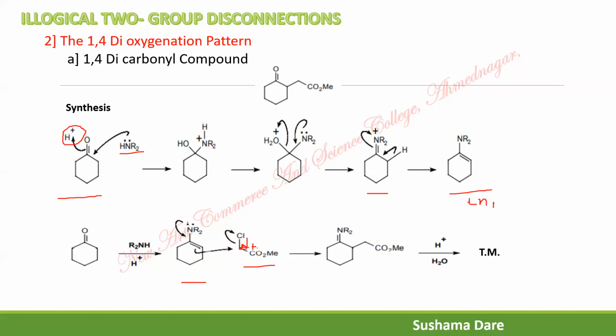Now this alpha beta unsaturated amine transfers its electron density to the alpha carbon and attacks the alpha carbon of the ester, and after this hydrolysis, this part is removed and it gives the target molecule. So the enamine route is always the best route rather than a base catalyzed reaction. So direct base catalyzed reaction is not a proper route for the substitution of an alkyl group at alpha carbon.